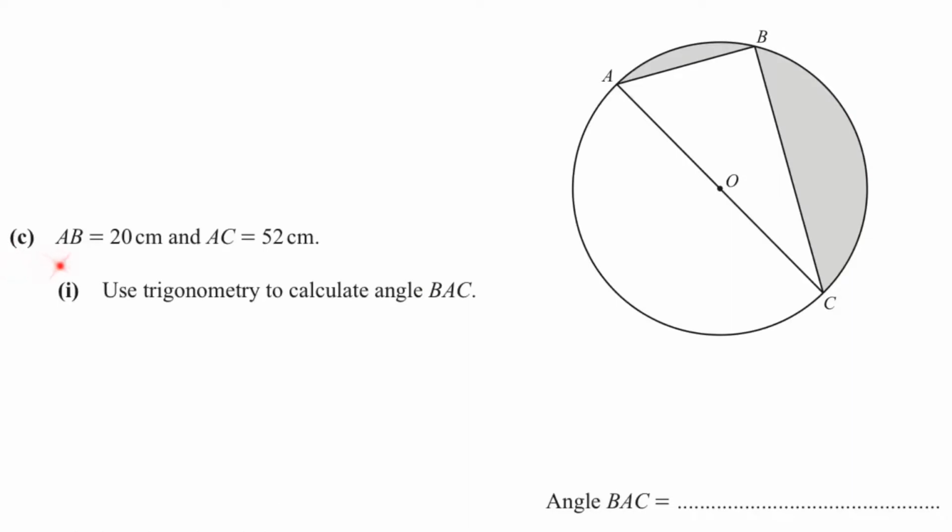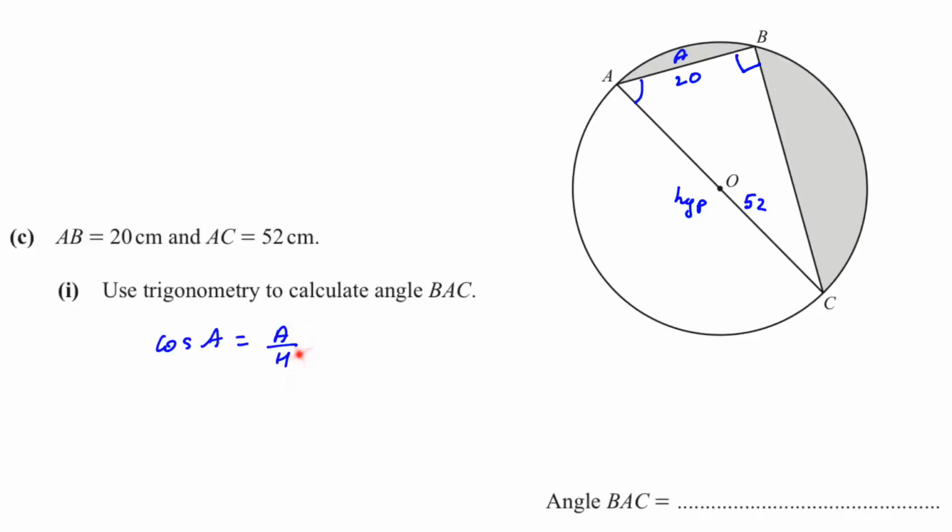Question number C. AB is equal to 20 centimeter and AC is equal to 52 centimeter. Use trigonometry to calculate angle BAC. So we want this angle BAC. This is 90 degrees. So this side here is your hypotenuse. And this is adjacent. Adjacent is given to us 20 centimeter and hypotenuse 52 centimeter. This is 20 centimeter and 52 centimeter.